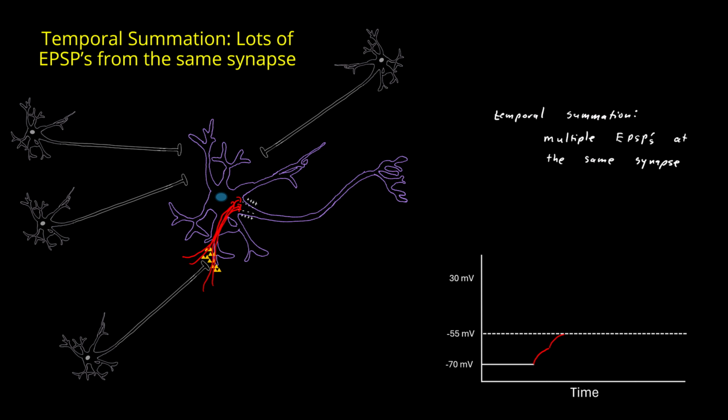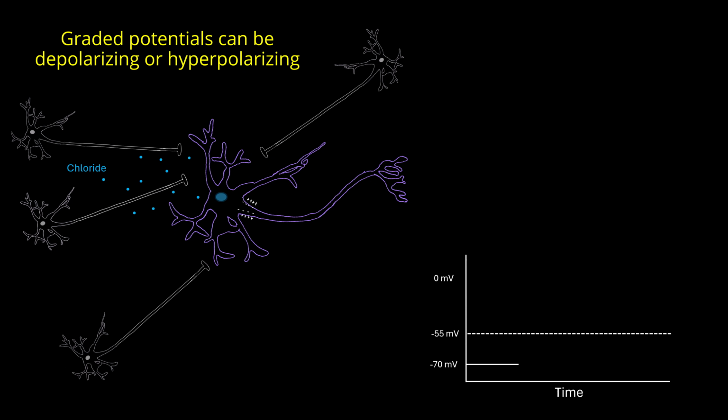Now, graded potentials can also be hyperpolarizing. A neurotransmitter like the one abbreviated GABA causes chloride to enter the neuron. The negative charges diffuse to the axon hillock. They're going to lower the voltage or take it further away from threshold. This makes it less likely the neuron will fire an action potential. So this is an inhibitory postsynaptic potential, abbreviated IPSP.